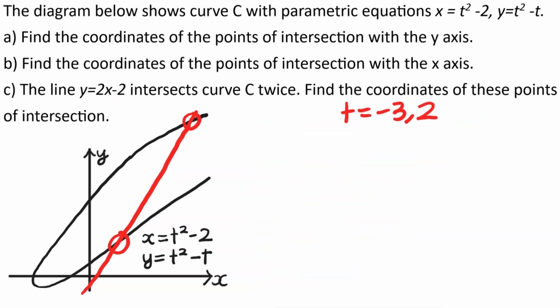Now, of course, we don't need the t values, we need the x and y values to find these coordinates. So what we're going to do with these t values is we're going to sub them into these parametric equations in order to get the values of x and y out, okay?